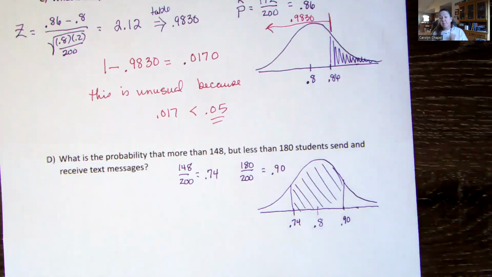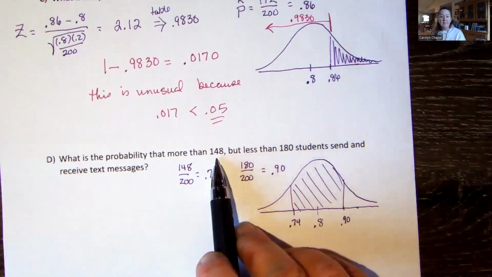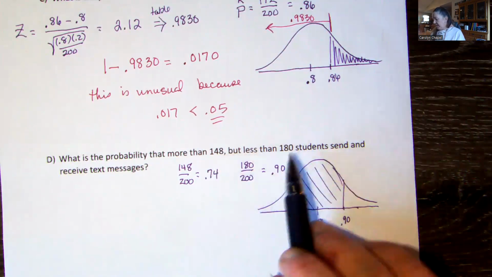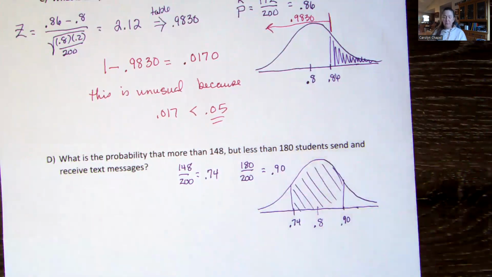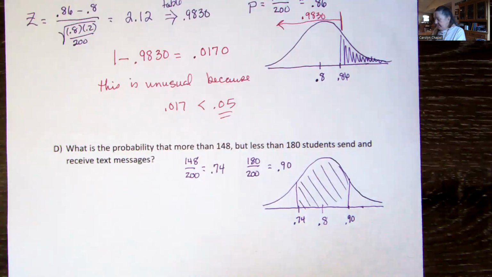Now, if we were doing the binomial by hand, we'd have to do all of our x values. Since we're going more than, we'd start at 149 and end at 179. So 149, 150, 151, and so forth. We'd have to take all those values and add them together. Or again, using technology has made things a little bit easier. But before that, we had the normal curve.